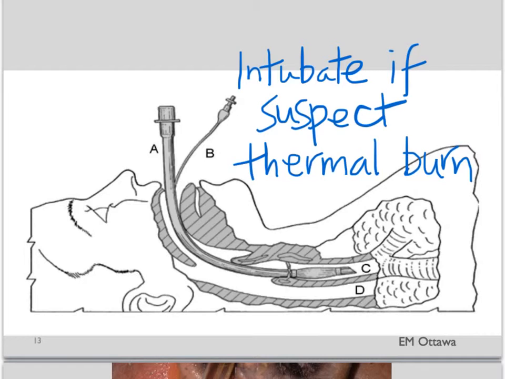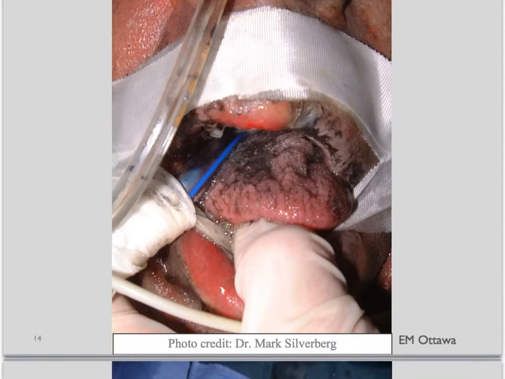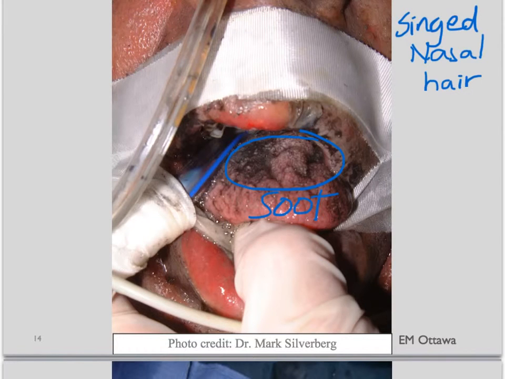Well, how do you tell who has a thermal burn to the airway? You do this by inspection and by listening. So in a patient with a potential thermal burn, you might be able to see soot in the mouth or sputum. You might be able to see singed nasal hair. You want to listen to voice changes, such as hoarseness or particularly stridor.